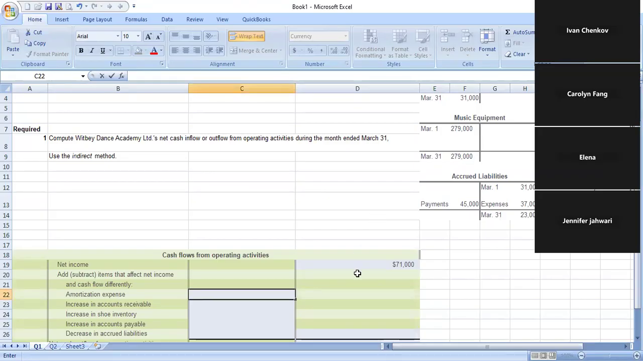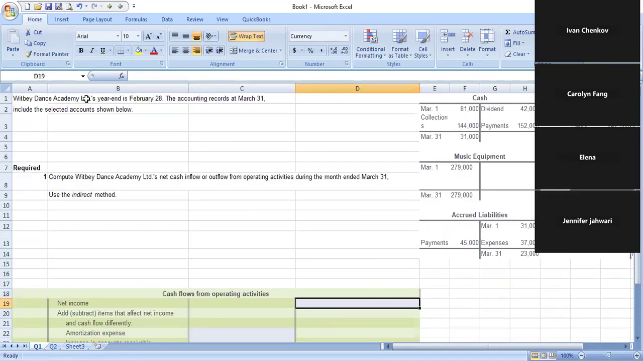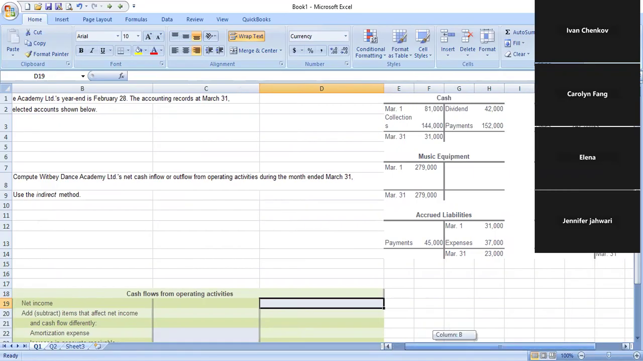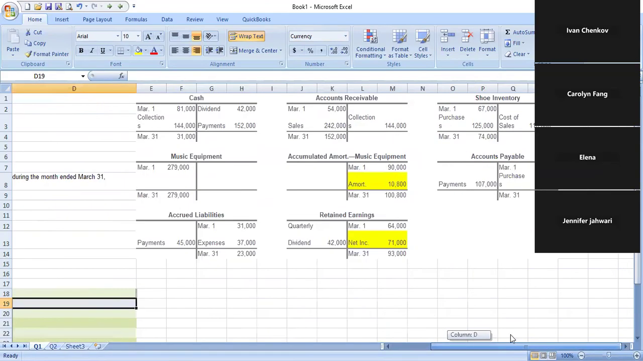Okay, now the recording is turned on. So let's start again. This company has a year-end of February 28th, and the accounting records at the 31st show these accounts here. We have to prepare the cash inflow and outflow for operating activities only during the month ended March 31st. So we're doing only one month.